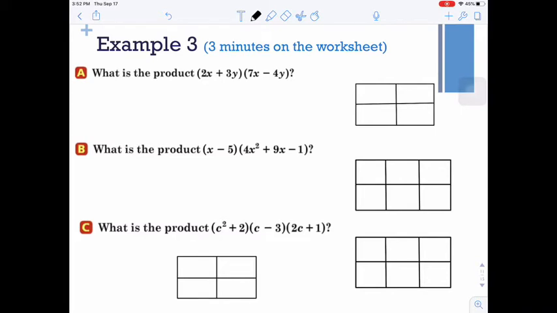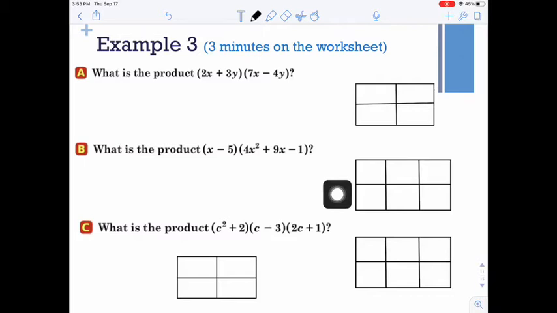All you have to do is make a box that has however many terms you have on one side and however many terms you have on the other side. So here we've got 2 and 2. Notice I put 2 up top, 2 on the side. Here I have 2 and 3, so I made 2 and 3. It doesn't matter which way they go, just as long as you have a side that has 2 and a side that has 3. So this works for any two polynomials. You can only do 2 at a time.